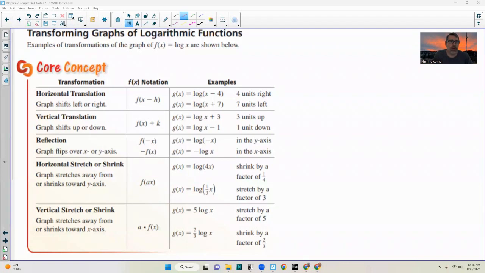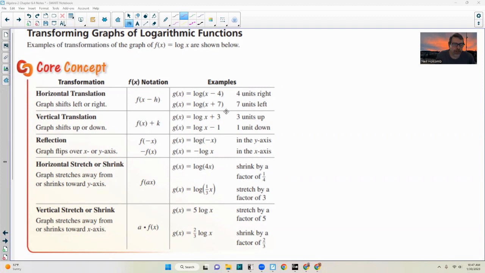Okay, transforming graphs of logarithmic functions. Examples of transformations of the graphs of f of x equals the log of x are shown below. If we have x minus h in the parentheses, it'd be g of x equals the log of x minus 4 as an example. That'd be 4 units right. x plus 7 in parentheses would be 7 units left.